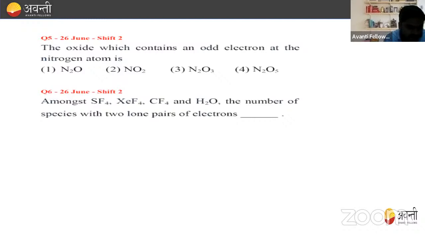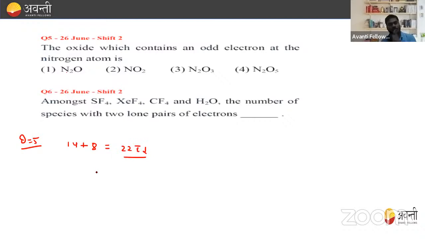Odd electron at the nitrogen atom. For this, we need to see the number of electrons. Here is question number 5. If I'm talking about N2, N2 has 14 electrons, and oxygen has 8. So 14 and 8, 14 plus 6, that is 20, 22 electrons.